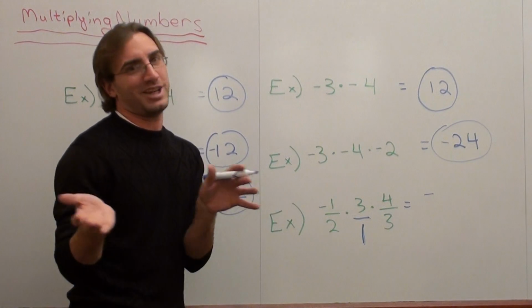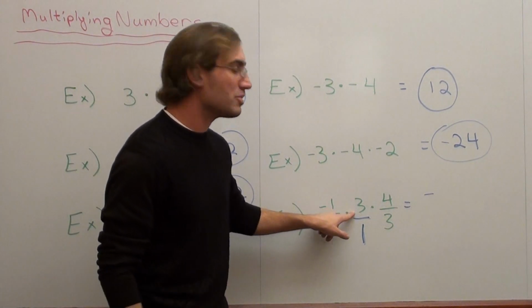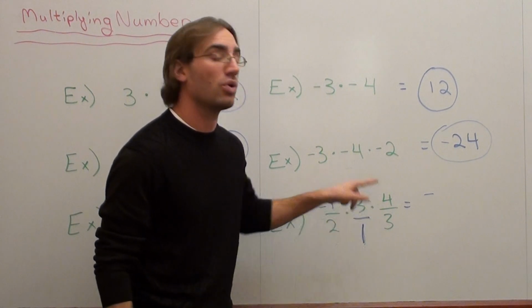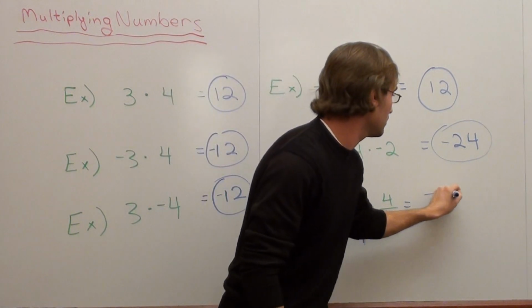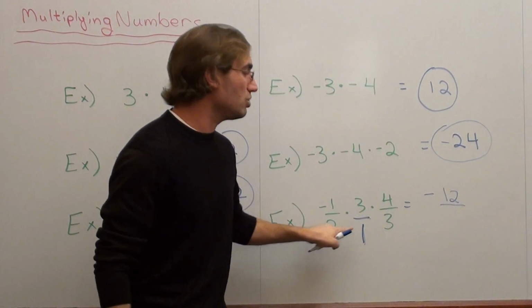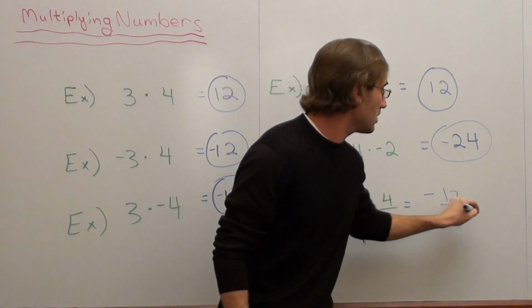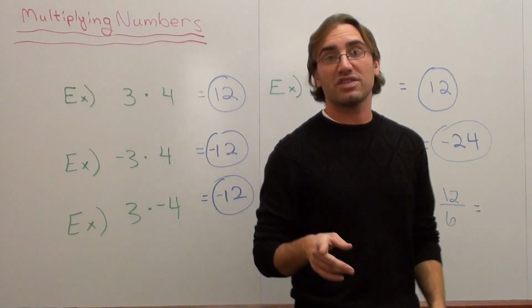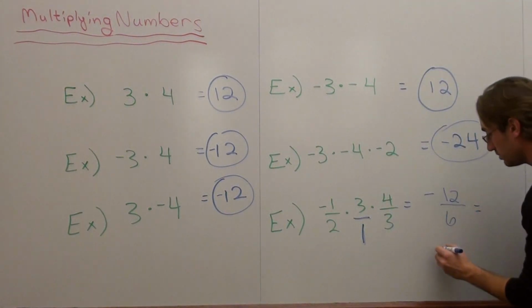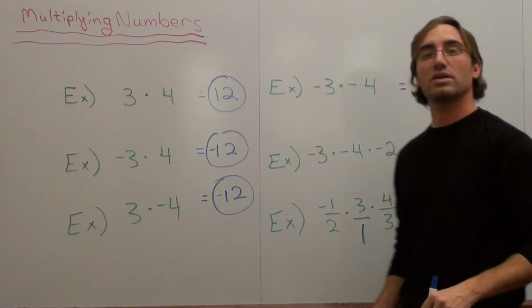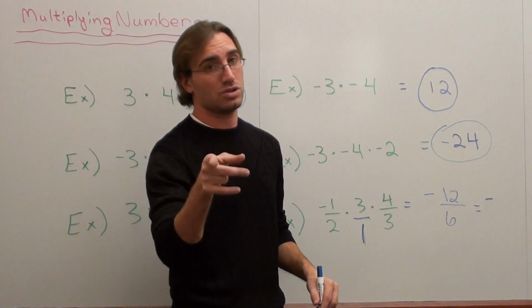Here we go. Here's how you multiply fractions. 1 times 3 is 3. 3 times 4 is 12. 2 times 1 is 2. 2 times 3 is 6. Negative divided by a positive. Negative. 12 divided by 6, 2.